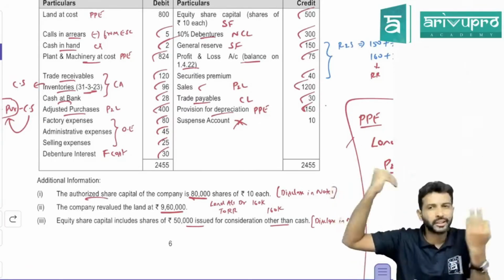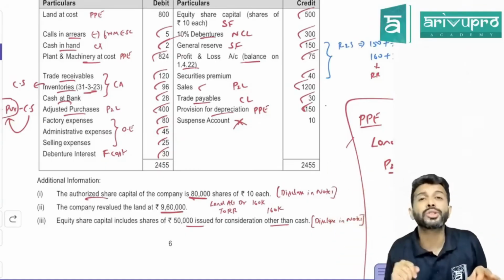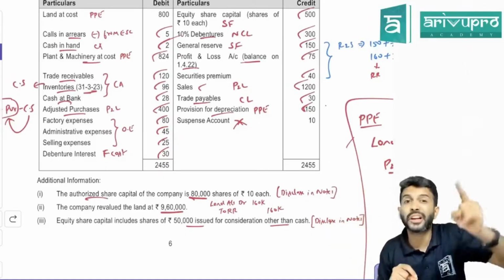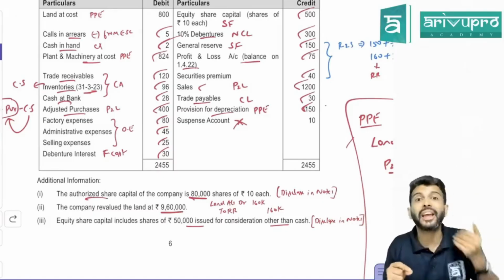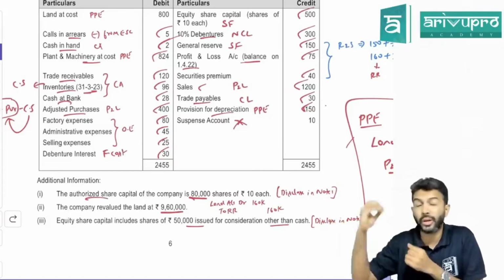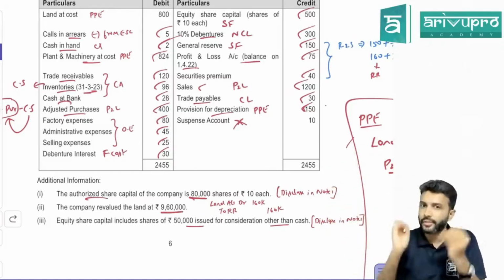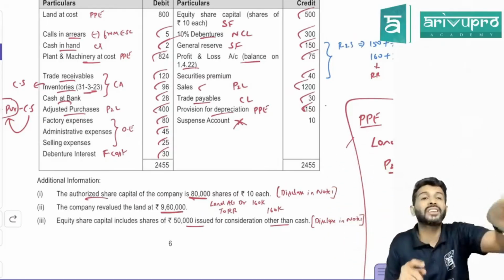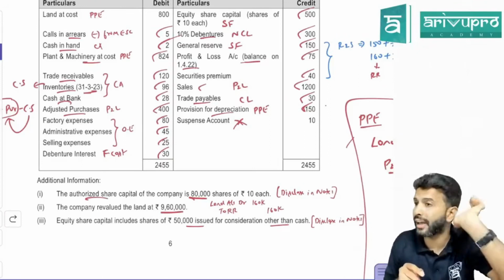From that, if there are any calls in arrears, deduct them. Out of the issued shares, you need to tell if any shares are issued for consideration other than cash, like bonus shares, or if you purchased an asset and gave away equity shares. So if any shares are issued for consideration other than cash, that disclosure also should be given.